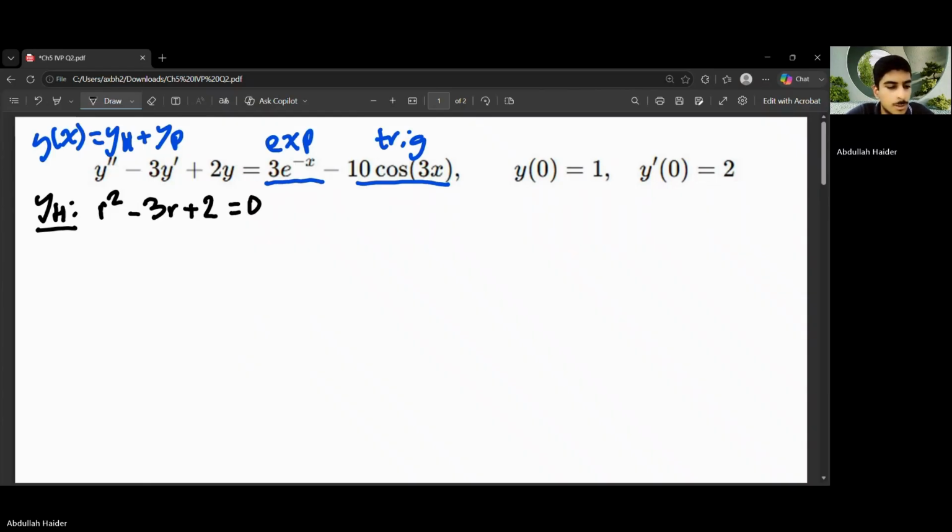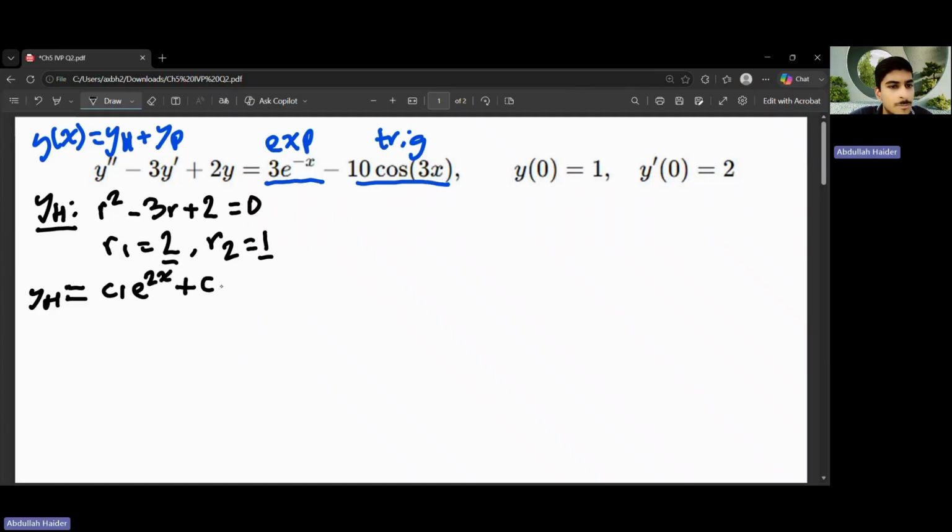So your r values will be r1 is equal to 2, and r2 is equal to 1. Note that these solutions are distinct, hence our solution for the homogeneous will be C1 e^(2x) + C2 e^x.